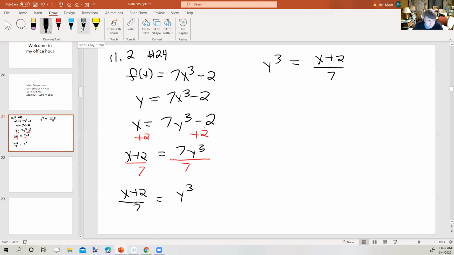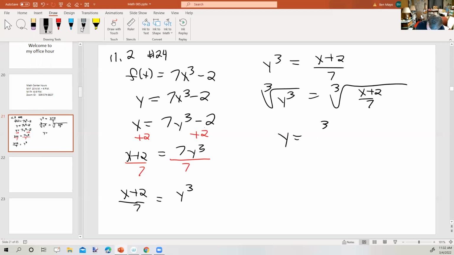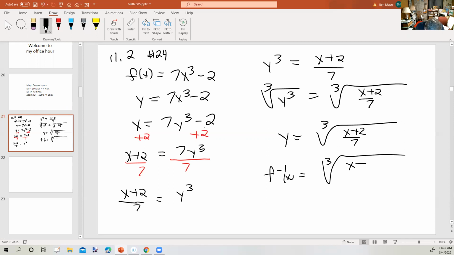Okay. And then I'm going to take the cube root of both sides. So I get y equals the cube root of the quantity x plus 2 over 7. So then that would be f inverse of x equals the cube root of x plus 2 over 7. And there you have it. Any questions about that one?